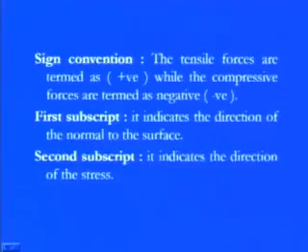So the first subscript gives you the direction of the normal to the surface, meaning what the domain is, or what the area of concern is. But the second subscript indicates the direction of the stress, or I should say the direction of the force, that is, the point of application of the resistive force.